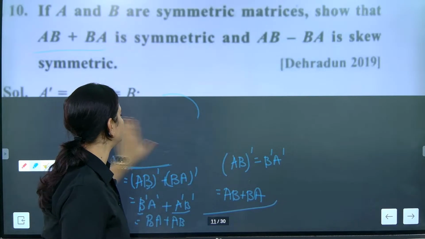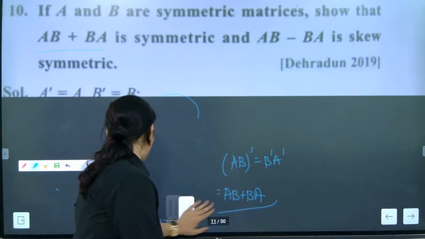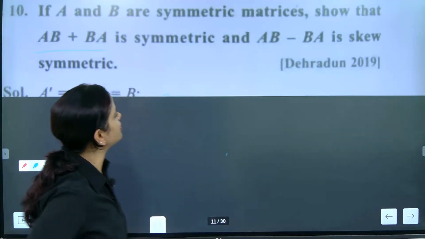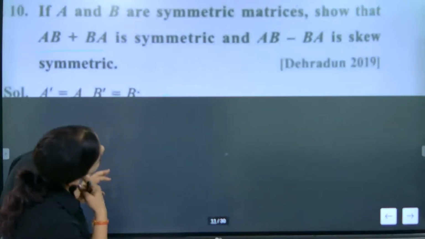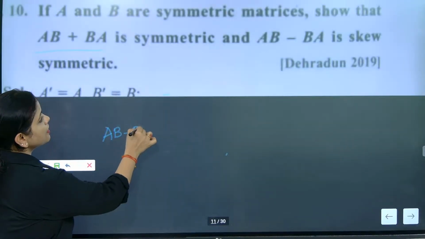This part is done. Now they talked about skew symmetric matrix. Let's check this one out for skew symmetric matrix. So for the skew symmetric matrix, we are going to write AB minus BA.